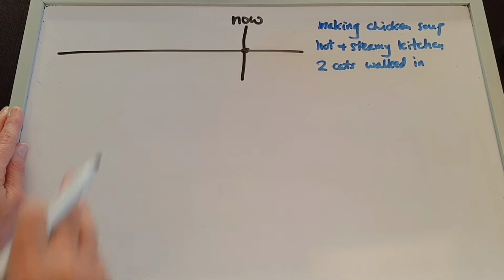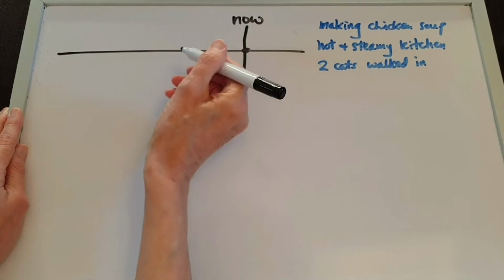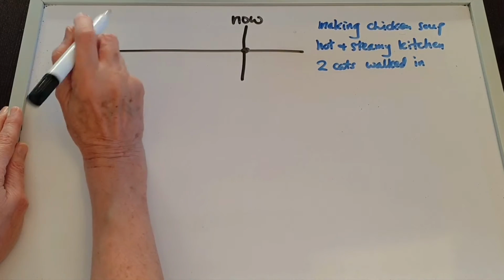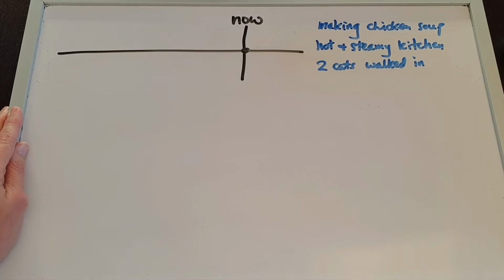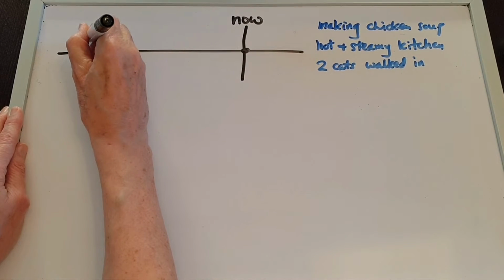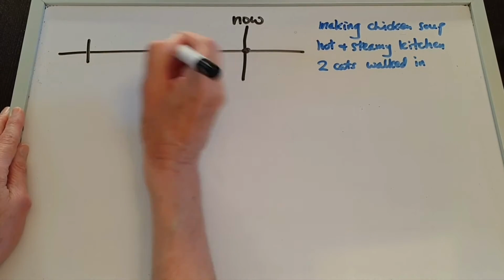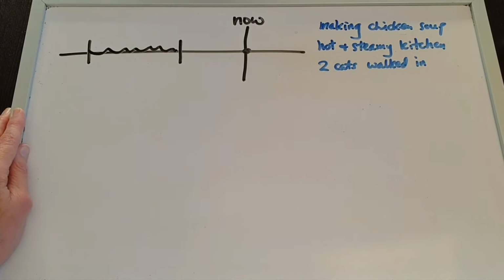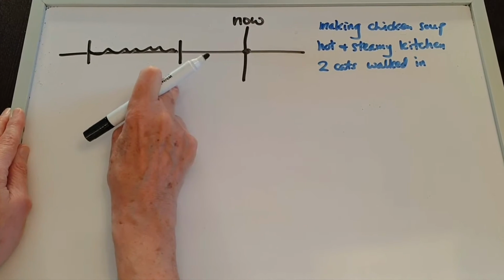Let's go back to our timeline. We are here now, the time of speaking. We were making chicken soup this morning. How long does it take to make chicken soup? More than a second. It takes a little while. So we started making chicken soup here and we finished making chicken soup here. A continuous action in the past. So far, so good. Past continuous. Continuous action in the past.